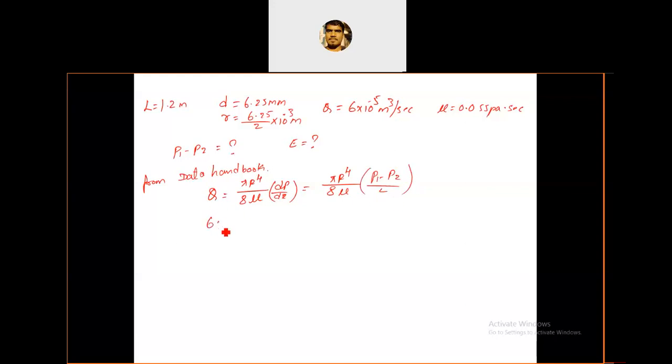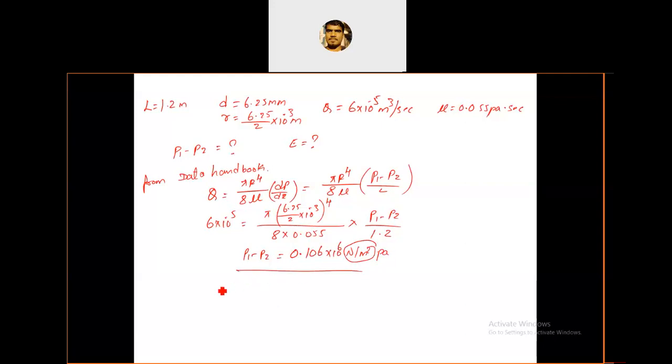So Q, 6 into 10 raised to minus 5, is equal to pi into 6.25 divided by 2 into 10 raised to minus 3 to the power of 4, whole divided by 8 into 0.055, into P1 minus P2 divided by 1.2. So if we simplify, the P1 minus P2 value is 0.106 into 10 raised to 6 Newton per meter square. That is Pascal. Okay.